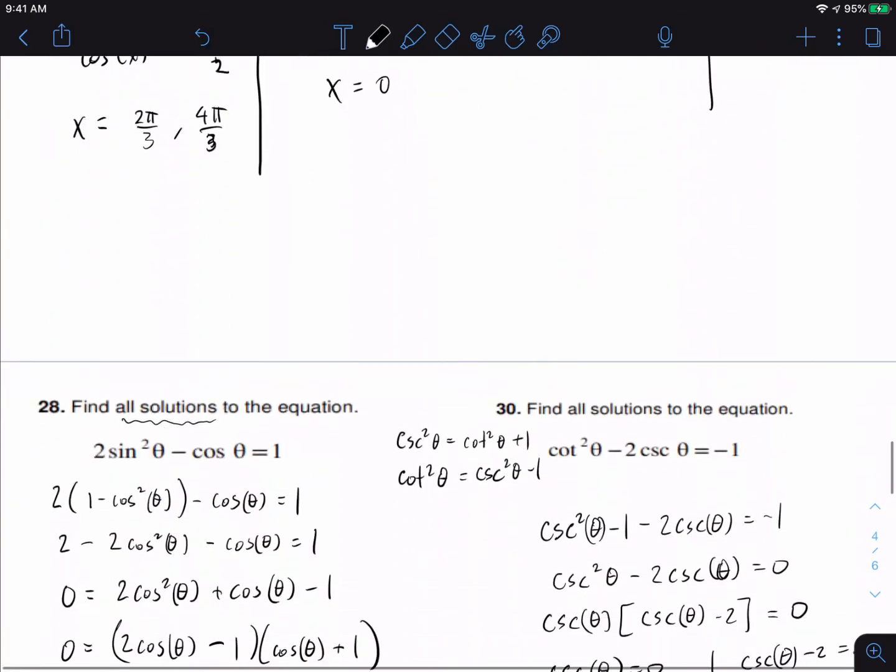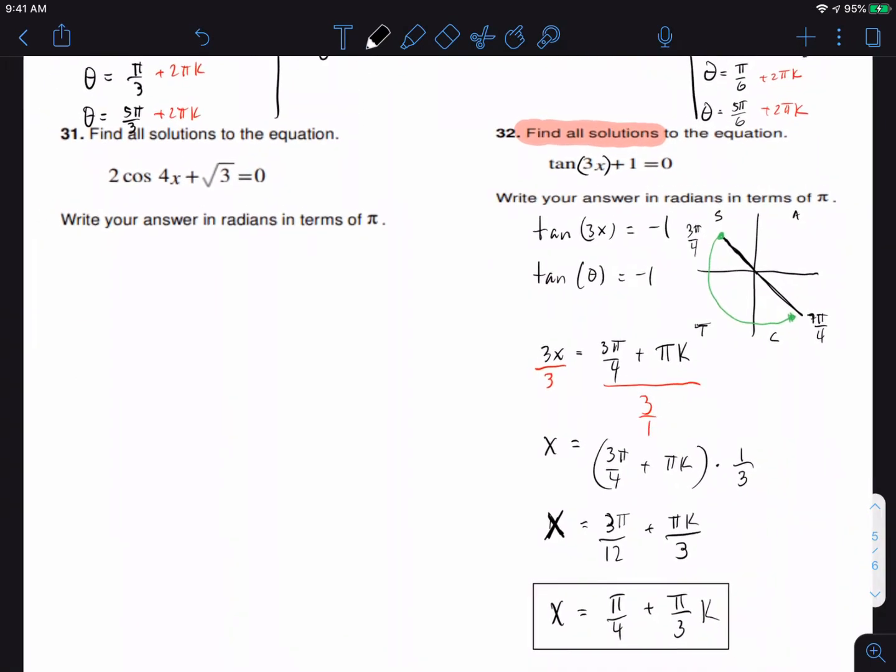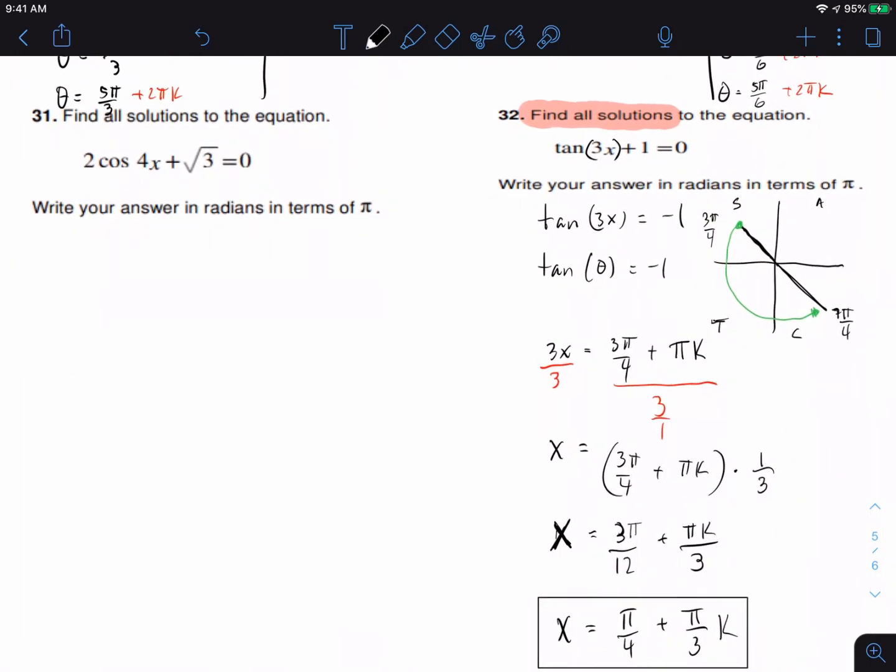Okay. So that's when, if they don't give us a restriction, then we need to use the k pi or 2k pi or whatever it is that's going to repeat it. So now let's do this problem, number 31. Let's see if you guys can help me do this.